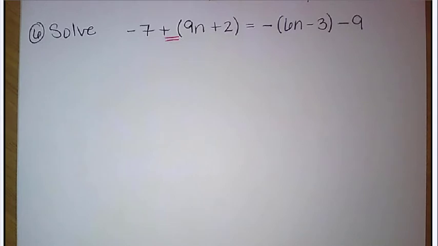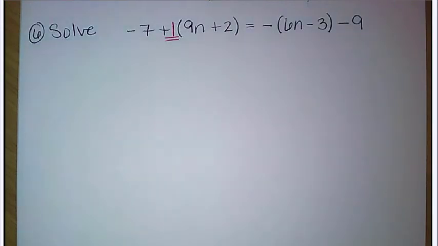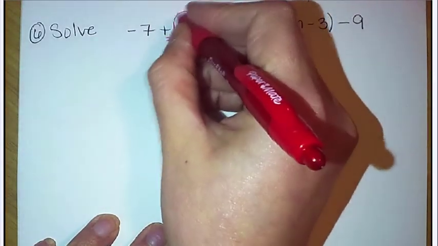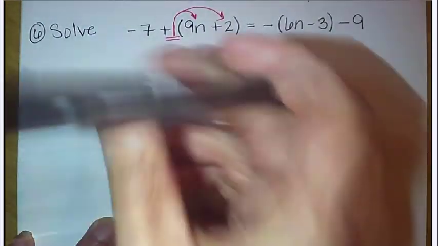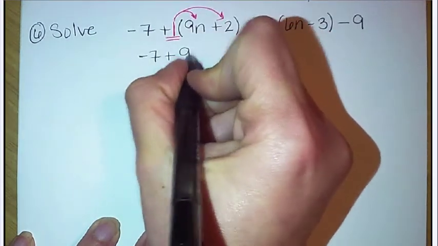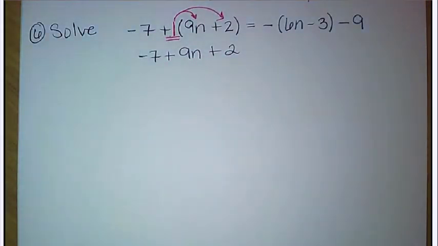So what I want you to do is, if you have a problem where you just have a plus a parentheses, or if it says minus a parentheses, either way, I want you to put the number 1 right there between that plus sign and the start of your parentheses, because what you're really distributing is that 1 to the 9n and the 2. So the negative 7, just like in the previous problem, is going to come straight down, and then 1 times 9n is 9n, 1 times 2 is 2. So notice that the 1 actually didn't change anything about our parentheses, but that's just to make sure that when you do your distribution, you're distributing the right number.